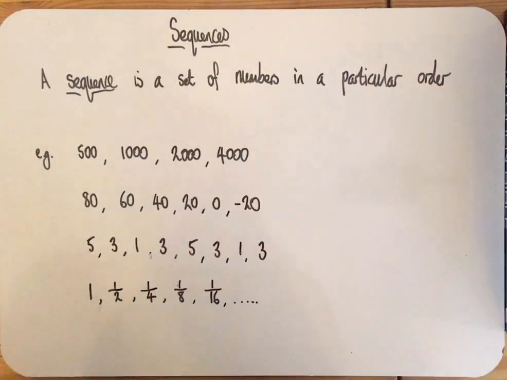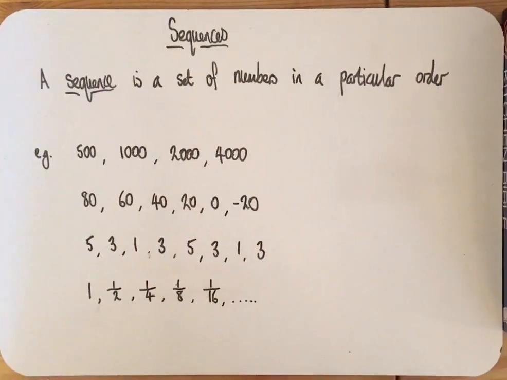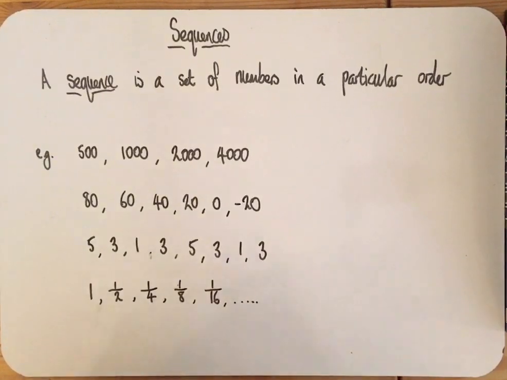Okay, we're going to spend a week or two on sequences and series. A sequence is just a set of numbers in a particular order. So something like football results by date would be a sequence, but not necessarily one that follows a mathematical rule. So the sequences that we look at will follow mathematical rules as well.